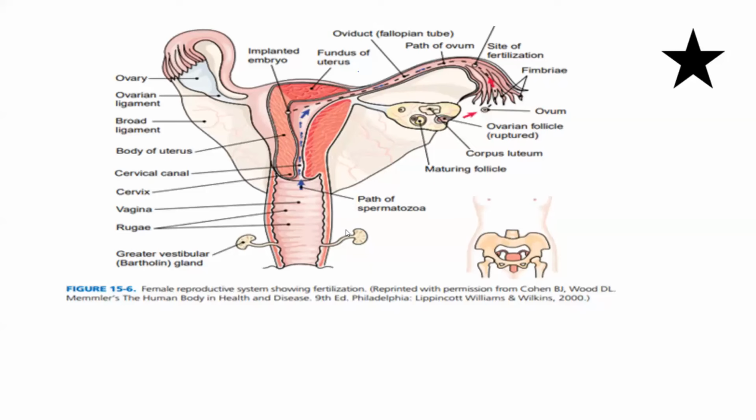So this is another picture. Look at this fimbriated end. These are called finger-like processes, fimbria. Over here, we have got the isthmus. Then we have got different parts, as the ovum is traveling.